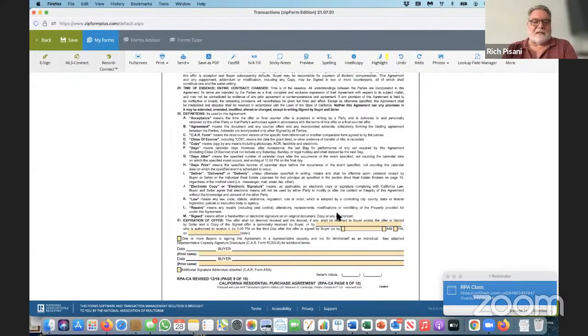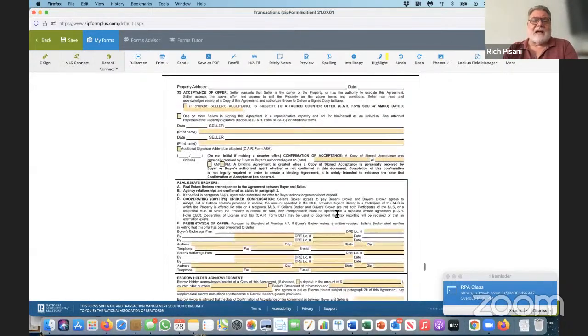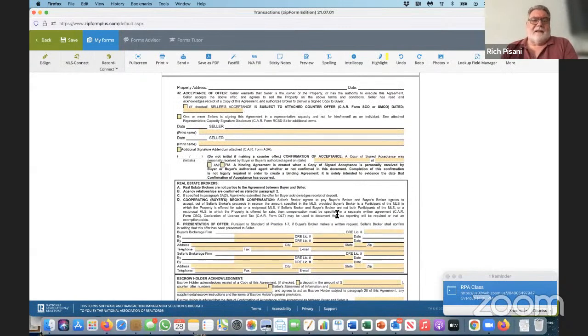Definitions, that's pretty self-explanatory. This offer has an expiration. It's defaulted at 3 days, at 5 o'clock on the third day. So if you want to change that, change that either being personally received by the buyer or, most likely, the buyer's agent. And then the buyer signs.